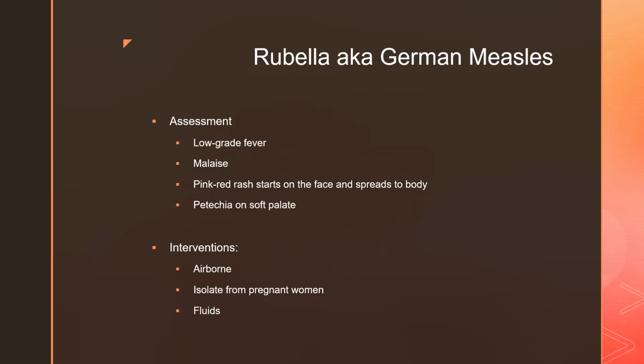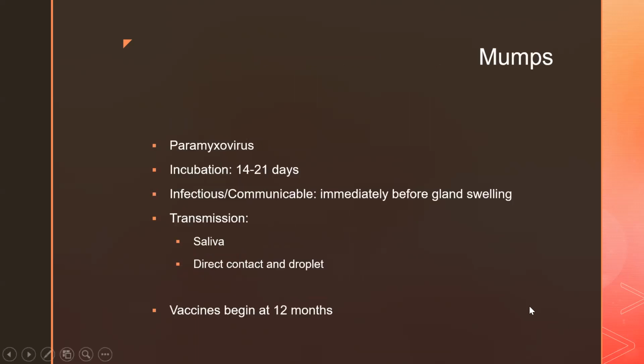For our top interventions, airborne precautions, 100% isolate from a pregnant woman because rubella is extremely toxic to a fetus. And then, of course, lots and lots of fluids.